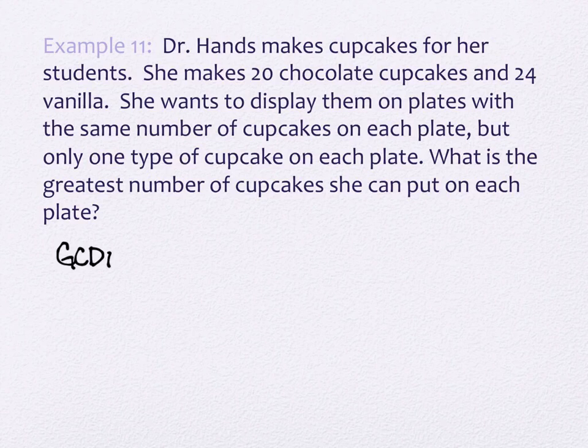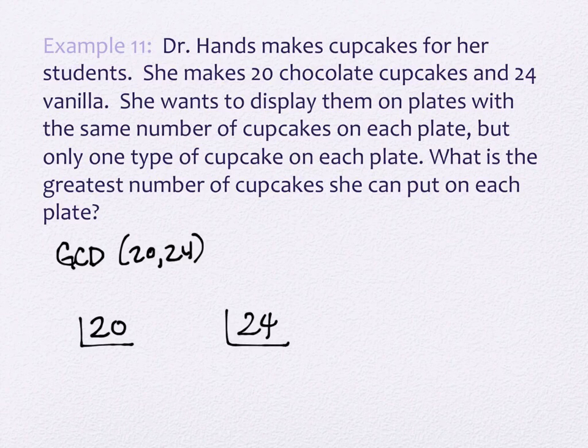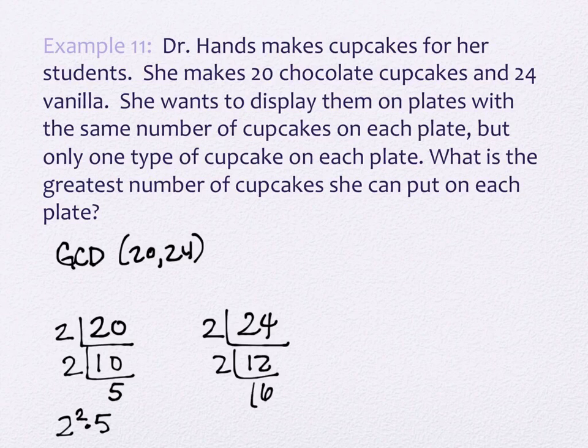So we're going to be working with a greatest common divisor. So we have a GCD of 20 and 24. Let's use prime factorization because I haven't done that one a second time today. So we'll do 20 and 24 with prime factorization. If you don't want to do it this way, you do your own way. So, no problem. 20 divides by 2, giving me 10, divides by 2, giving me 5. So I have 2 squared times 5. 24 divides by 2, giving me 12, divides by 2, giving me 6, divides by 2, giving me 3. This is 2 cubed times 3.